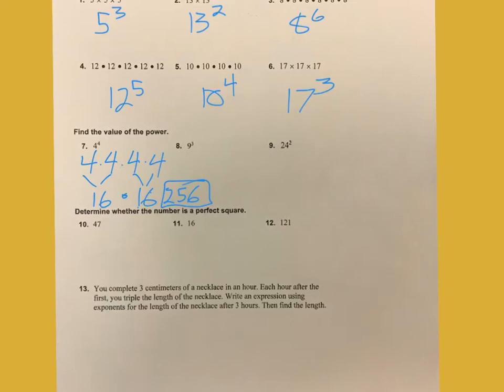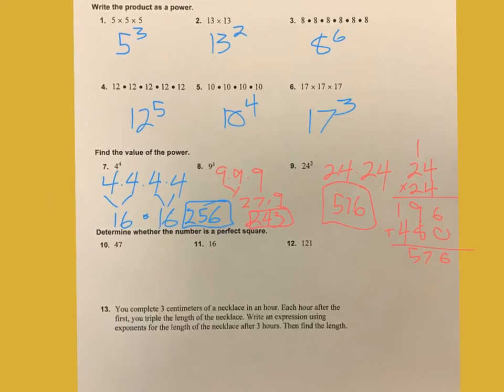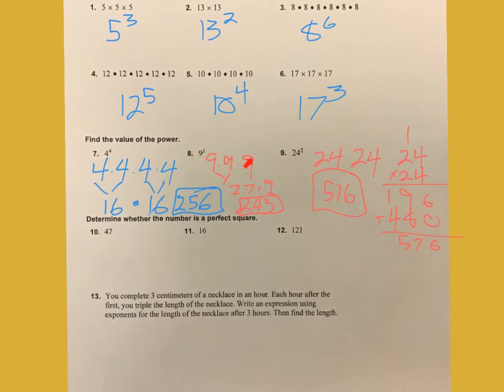Okay, so I would like you to give number 8 and number 9 a try on your own. So hit pause, try those. When you're done with them, hit play again. Okay, so you can see on number 8 that I did 9 times 9 times 9 right here, and then I did 9 times 9, 27 times 9, 243. On this one, I went 24 times 24, so I did the double-digit multiplication, and I got 576.